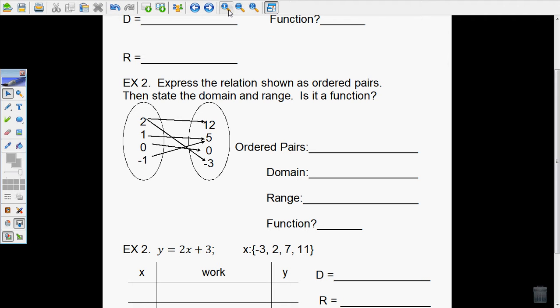We have relations shown as an ordered pair, and we're going to go from mapping to ordered pairs. A mapping is what these egg shapes are called.